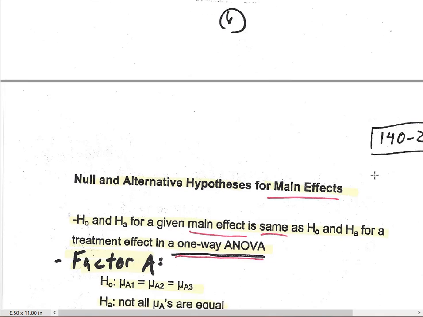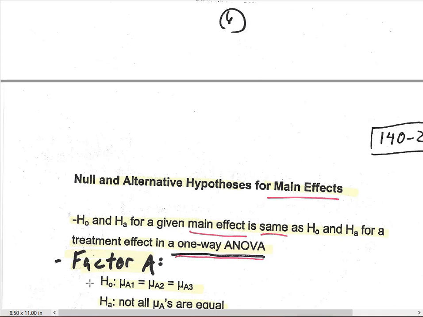Let's blow this type up a little bit more so it's easier to see. Null and alternative hypothesis for main effects in factorial ANOVA. Null hypothesis and alternative hypothesis for a main effect is going to be pretty much the same as the null and alternative hypothesis for a treatment effect in one-way ANOVA, except we're going to have to use letter subscripts to acknowledge the fact that we've got two different factors here. There's a factor A and a factor B. Now, factor A had three treatment conditions, so this is the way we would state the statistical null hypothesis for the main effect for factor A.